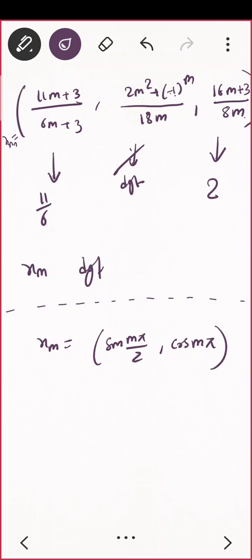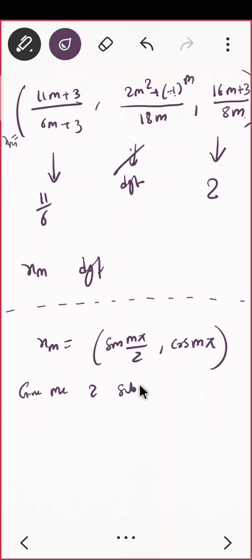Everybody, do you agree that this sequence is divergent? Because this is the same as minus 1 raised to m plus 1, since sine 90 is 1. And cos m pi will be minus 1 raised to m. So both of them are oscillatory sequences and they are divergent. So xm is divergent.